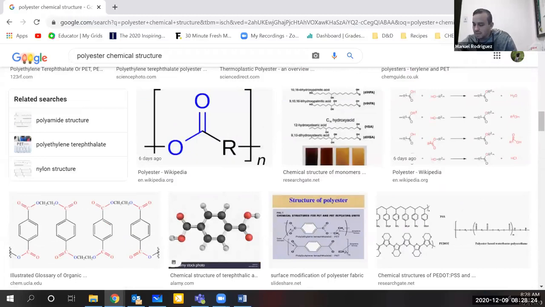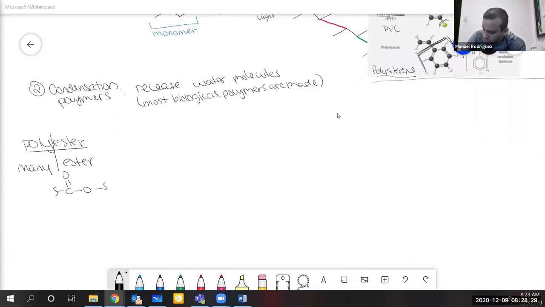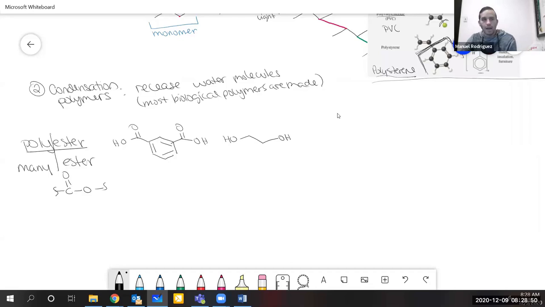So the most common form we saw was a benzene ring with two carboxylic acids combined with a molecule that had two carbons and two alcohols. So this is the molecule they give you. They give you two different things. So how do you combine these two things?